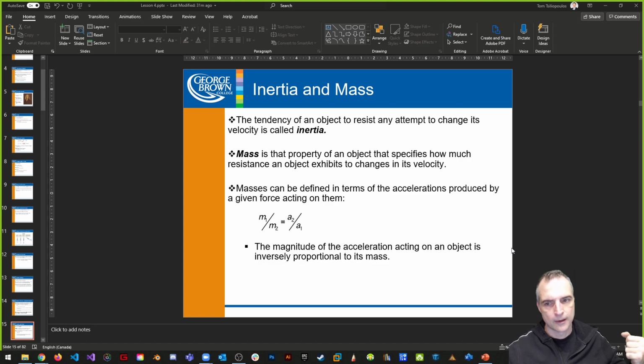Okay? Mass is that property of an object that specifies how much resistance an object exhibits to change its velocity. And this is really, really important. In other words, if an object is sitting on the ground and I've got to push it, the more massive an object is, the more energy it's going to take for me to push it or change its velocity. When we say mass, I don't mean weight. I mean the number of particles or components that make up that object.